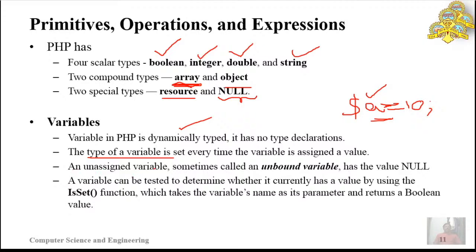If any unassigned variable is used, usually it is called an unbound variable. It has the value null. Before using any variable, we have to check whether it is initialized or not, because if it is not initialized, then we will get some error message in expressions. For that, we have a function in PHP, isset. This function takes the variable name as a parameter and returns a boolean value. It returns true if the variable contains some information, and returns false if it has the value null, that is, if it is an unbound variable.